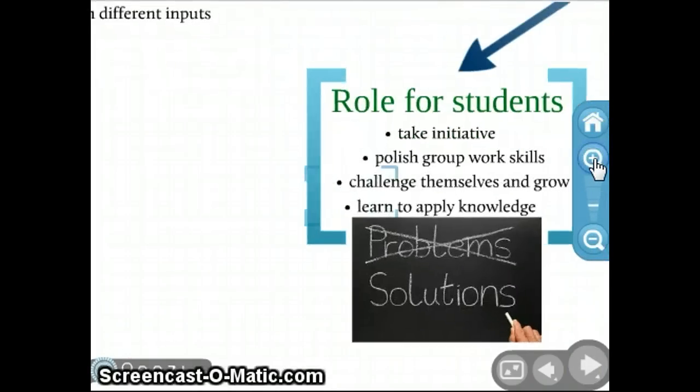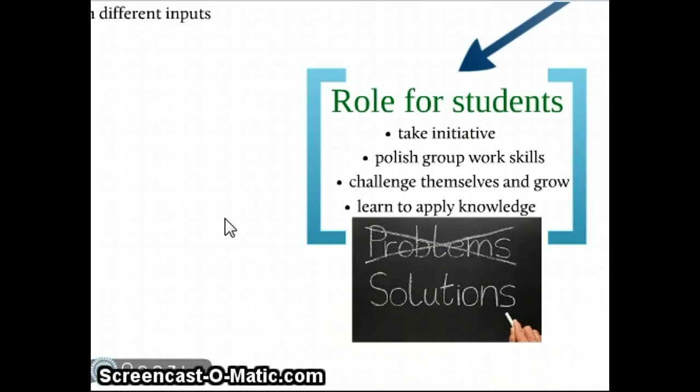The role for students in this strategy is mainly to take initiative. Students can get used to being fairly passive in school, but this is a time when they really have to take a leading role and work in a really proactive manner. This is also a chance for students to polish their group work skills. You can learn how to work better with other people and manage difficult situations together, which is an essential thing to learn for use in the workplace and really for the rest of life.